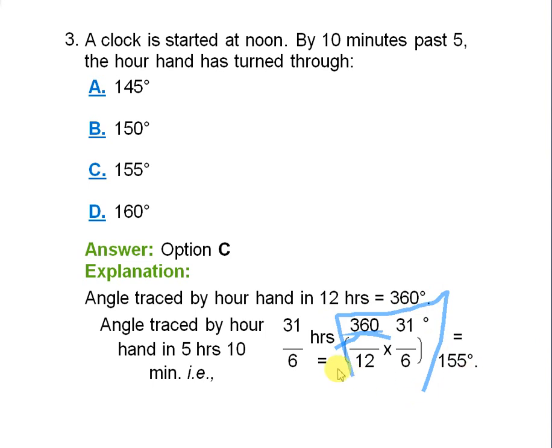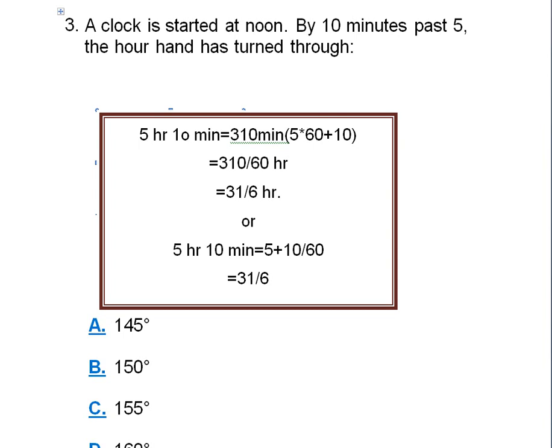But how did this 31 by 6 come? I know you must be confused with this. The time you had was 5 hours 10 minutes. You can write 5 hours as 300 minutes, because if you multiply 5 by 60, that is 300 minutes, and with the extra 10 you have 310 minutes in total. That is 5 into 60 plus 10, the explanation for 310. For converting it to hours, you divide 310 by 60, and that's how it is 31 by 6 hours.